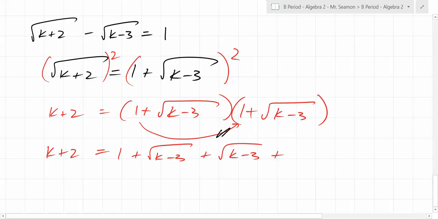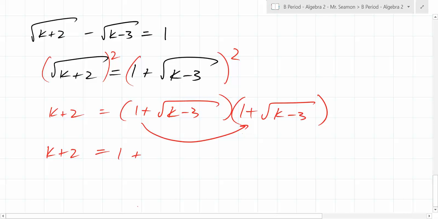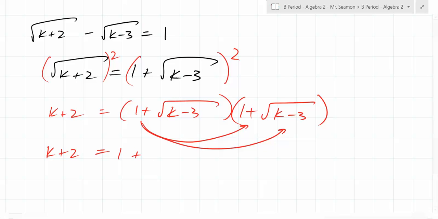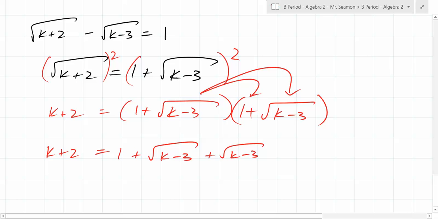Okay, once again, we're just foiling, right? Is this a new thing? No. This is not a new thing. We did 1 times 1, right? Yeah. Then we have 1 times that. What's 1 times that going to be equal to? The same thing. So it's going to be the square root of k minus 3. But then you have this, which is the same thing, right? But then what's this times this? What's the square root of k minus 3 times the square root of k minus 3? It is k minus 3, because the square root of a number times the square root of that number is what?